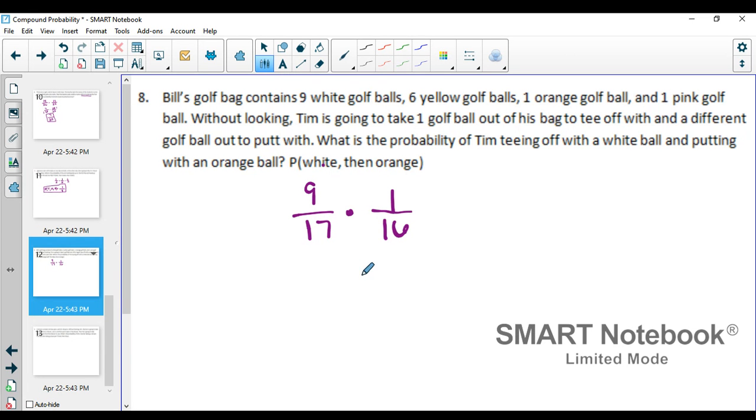And now we're just going to multiply these together. So 9 times 1 is 9. 17 times 16 is, give me just a second here, 17 times 16 is 272. And I don't know if that simplifies. It does not. So the probability of a white and then an orange golf ball is 9 out of 272. All right, we'll have one more example.